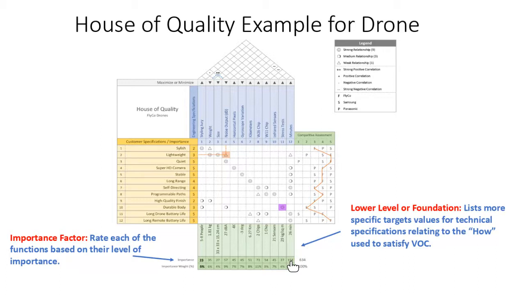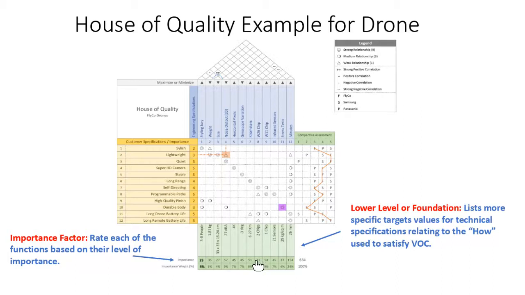And then you can see what is next. You can look at the values. You can also see this chip, which is the W26 chip, which is correlated to many of those features here, like the self-directing, programmable paths, and the battery also. So you have to focus on this one also.